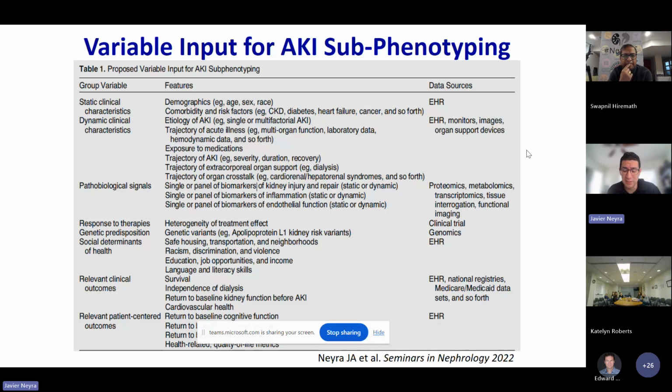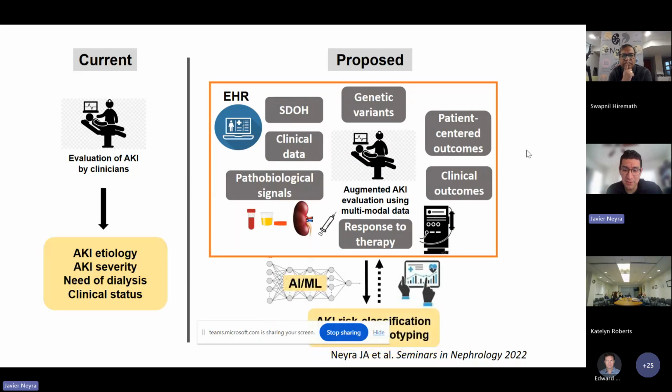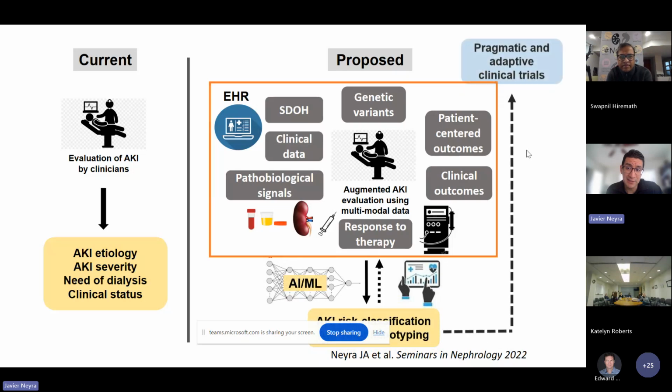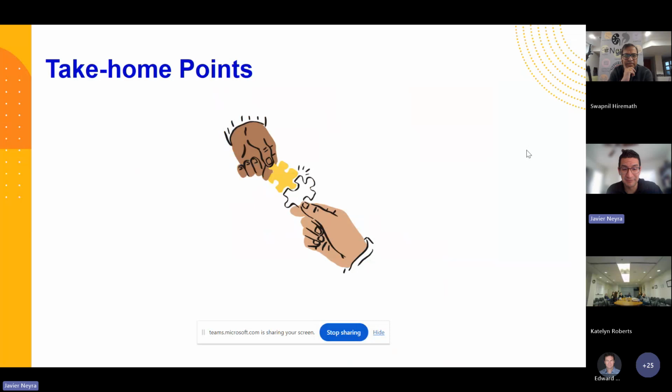And of course, we need to evaluate the specific outcomes that are not only clinical, but patient-centered outcomes for the subphenotyping classification. So with this, if we integrate all these, we can have perhaps better ways to risk classify, subphenotype these patients. And we can also have better ways to develop pragmatic and adaptive clinical trials or platform trials that are going to be helpful for AKI research, where we need more therapies, right? We need really therapeutic interventions beyond our KDIGO band.